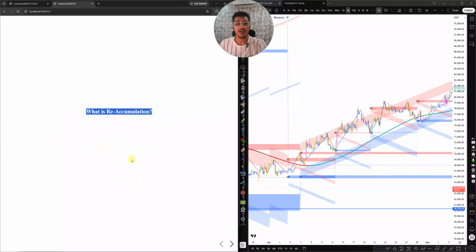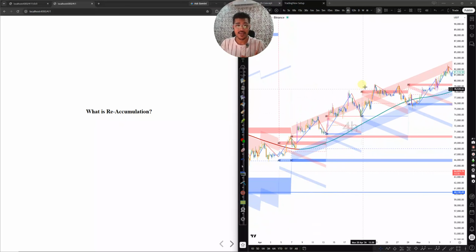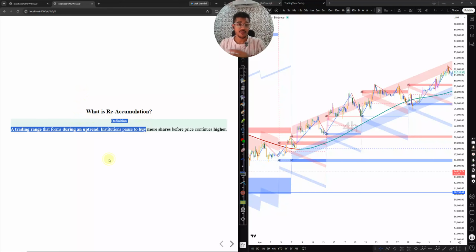All right. So what is a reaccumulation? Okay, I have actually told you guys before, but I want to go into much more detail on this and prepare you in a way that you'll be able to take trades on the reaccumulation continuation patterns. Okay, so you actually guessed it right. This is the reaccumulation pattern that you're seeing right now.